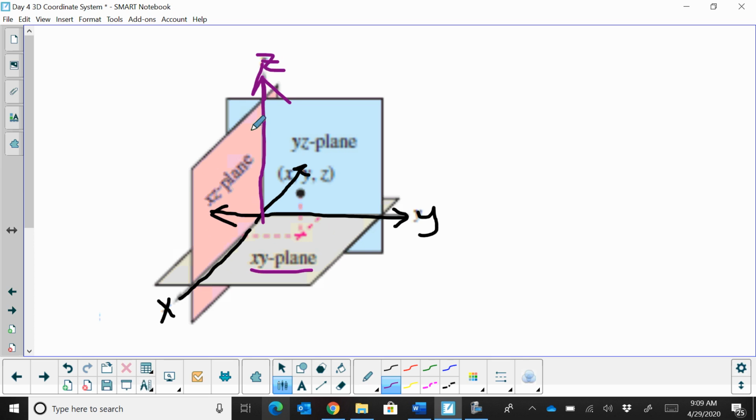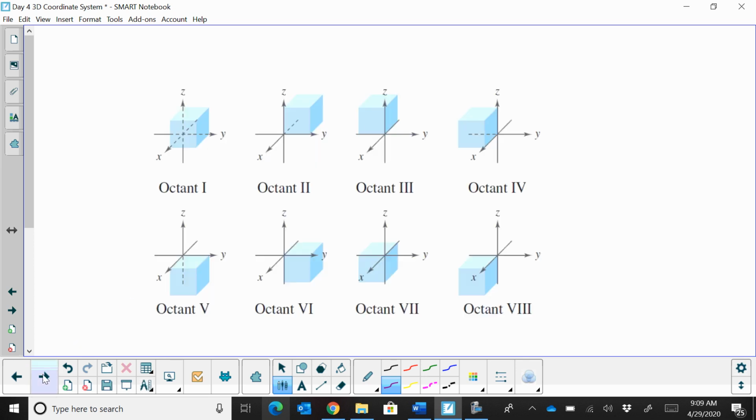The pink plane is called the XZ plane because the Y coordinate is 0. So it would be X, 0, Z. And the blue plane in the back is the YZ plane where X is 0. So it will just have Y and Z values.